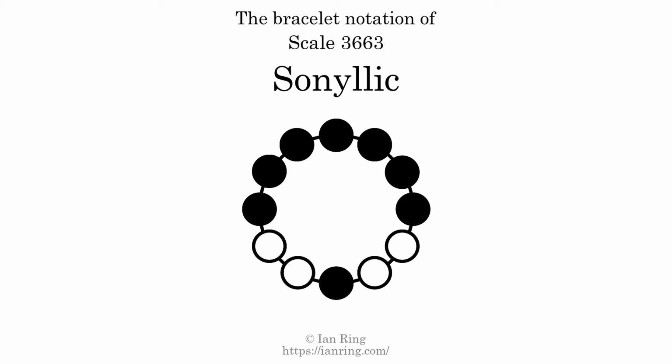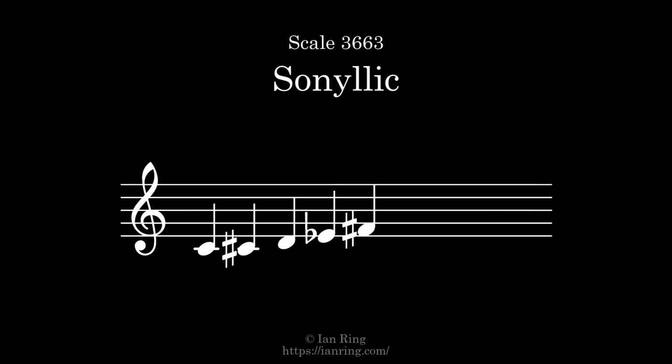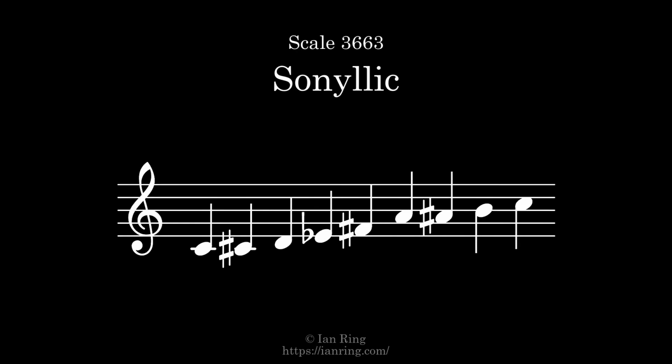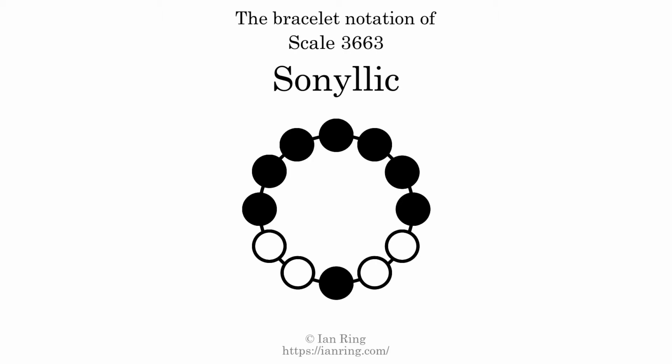3663, Sonyllic, which sounds like this. This scale has 8 tones, which means it is called an octatonic scale. This is a bracelet notation diagram of scale 3663. The shaded circles represent tones that appear in the scale, and they are read clockwise, starting at the top.